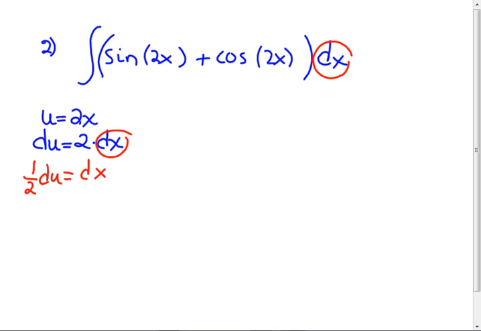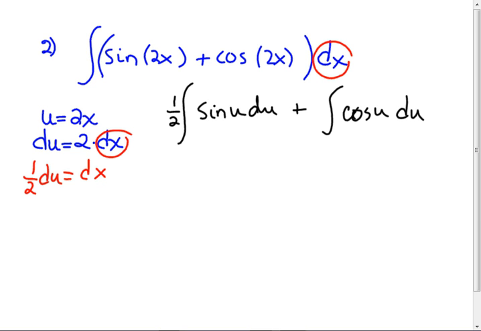Because it's 1/2, isn't it? So it's the integral of the sine of u, and I have a 1/2 du for this one. Plus, I'm going to break it into 2 integrals because I can. And it's the cosine of u du, and what has to go out in front of this one too because of this 2x? 1/2, not 2. When you solve for dx, it's the opposite, it's 1/2.